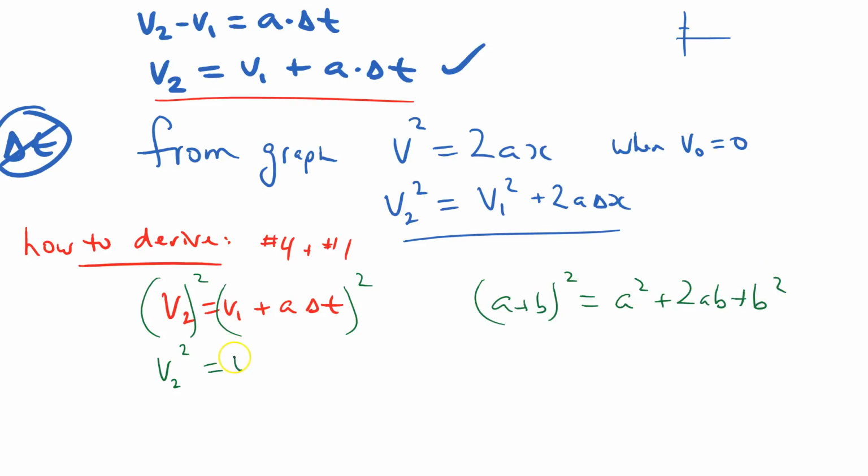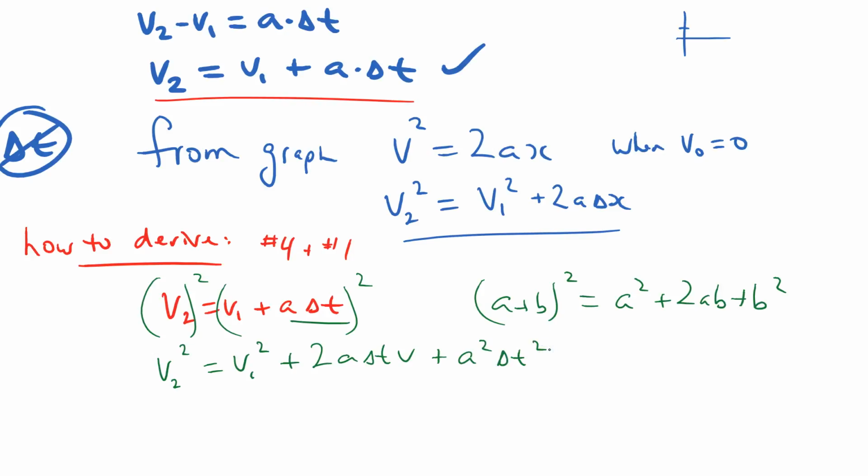So I'm going to get v1 squared plus 2 times these two multiplied together. So I'll get 2 times a delta t times v1, put them in sort of alphabetical order. Okay, whatever. These two multiply together times 2, plus this part squared, so I get a squared delta t squared.